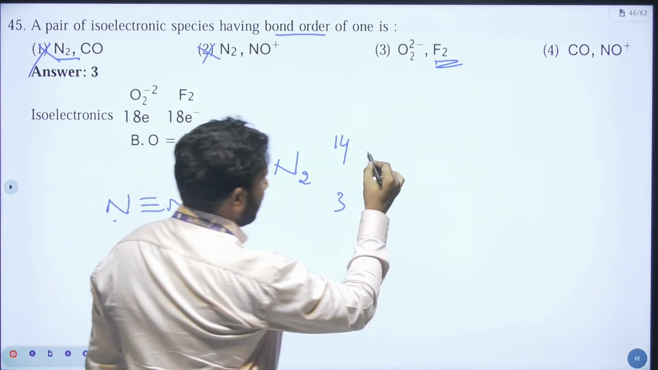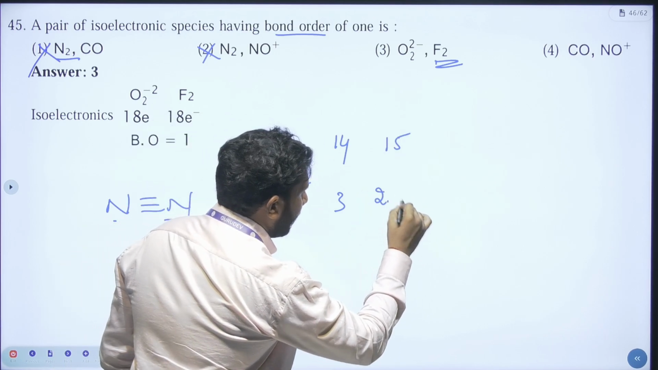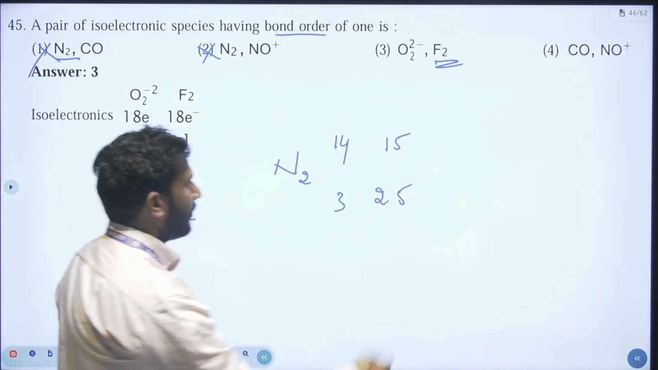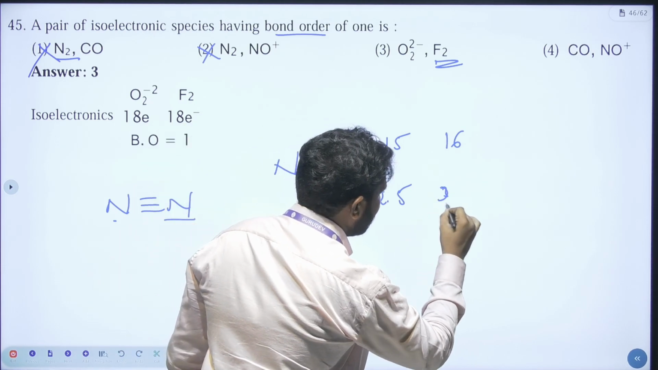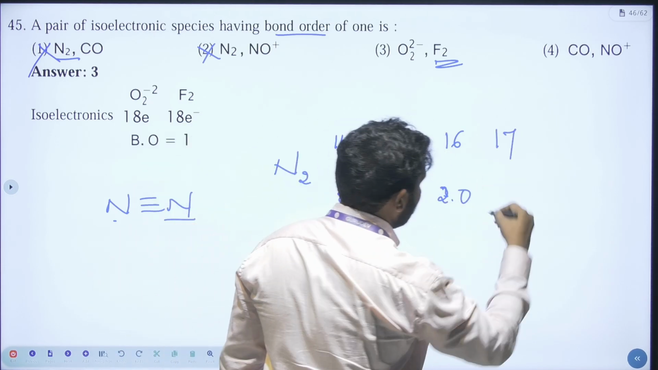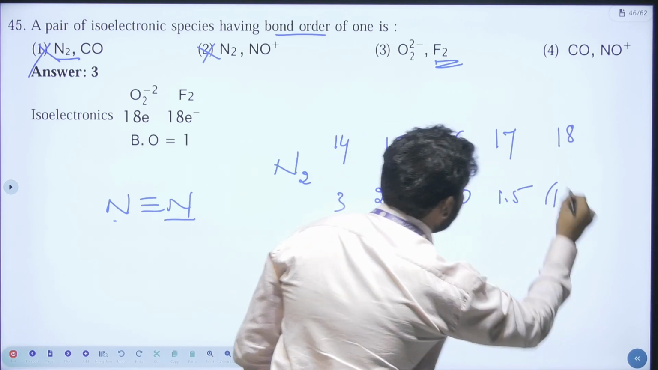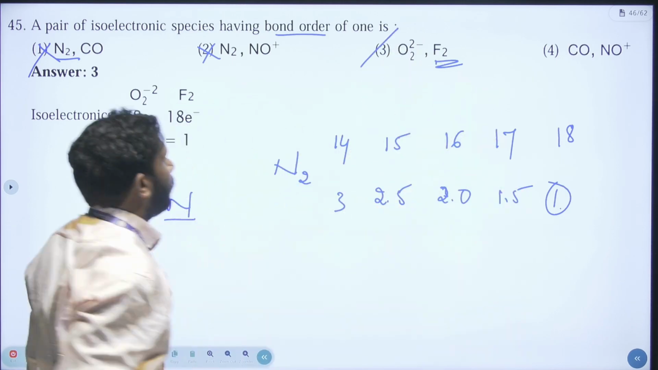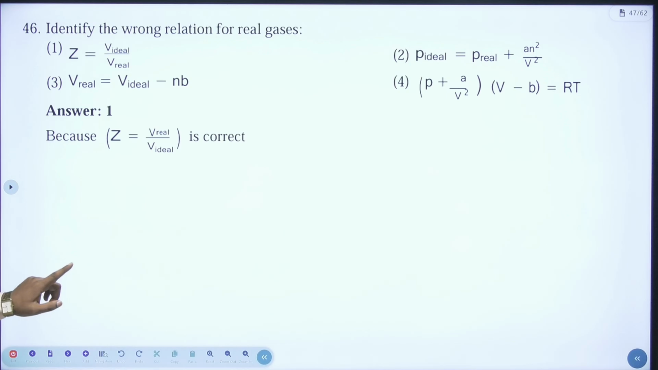Any species if it contains 15 electrons means bond order is 2.5. If any species contains 16 electrons means bond order is 2.0, 17 means bond order is 1.5, 18 means bond order is 1. So correct option for this question is option 3. I will move on to next question.